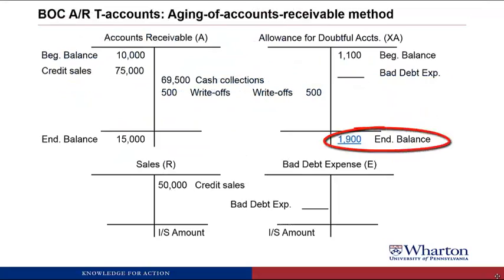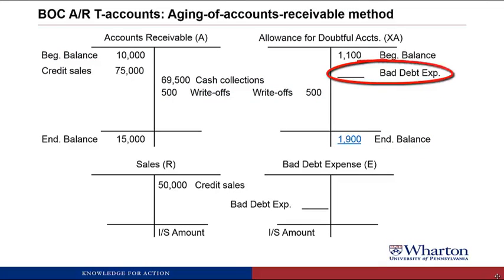So we can plug the ending balance of allowance for doubtful accounts in the T account. Now the only thing missing in the allowance for doubtful accounts T account is bad debt expense. And so we can figure out what that is. So what number plus 1,100 minus 500 gives you 1,900? It would be 1,300. So that's the amount for bad debt expense that we have in allowance for doubtful accounts. And that's the amount of bad debt expense that we're going to show on the income statement.